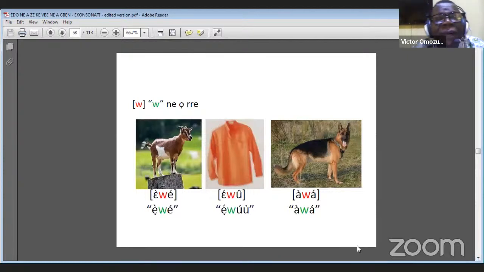Then we have the we. We, awa, a way. See the picture of a goat there. A way. Awoo. The shirt, we wear. Awa.